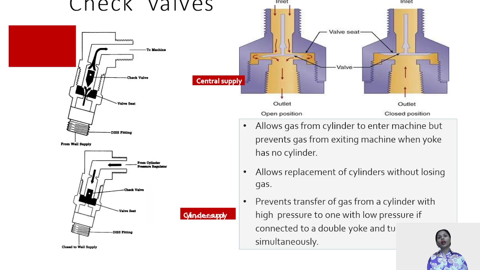And lastly, we come to the check valves. Check valves will help that there is no leakage of the cylinders, plus there is no mixing of the cylinders. If two cylinders are attached to the machine, there is no mixing of the cylinders. Other than that, there is one more concept I want to share with you all, which is preference.